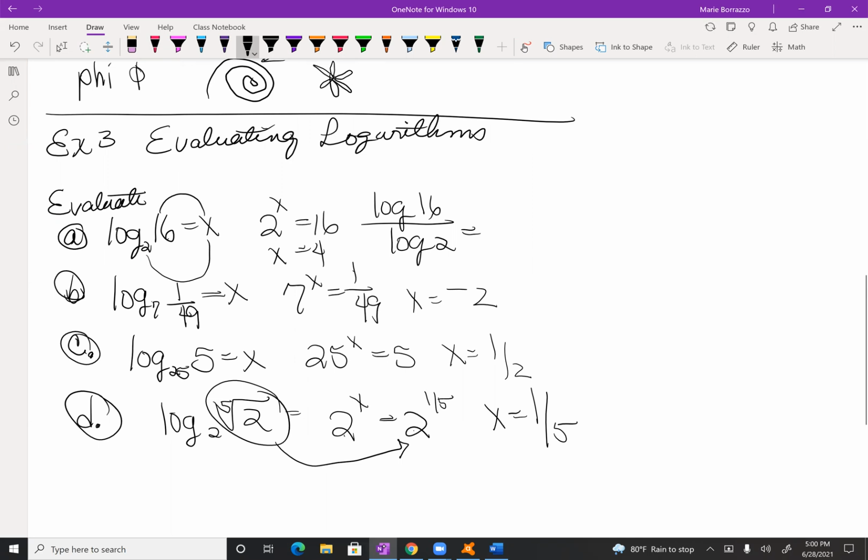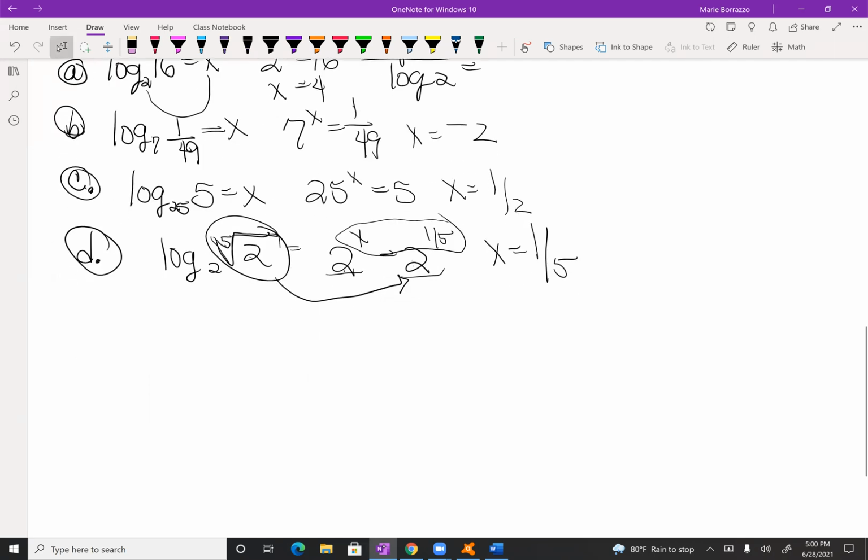It's been a while. Just remember, if this is a root, and that's the 5th root, you can write a root as an exponent, as a fraction of that root. So if this is the 5th root of 2, then this is 2 to the 1/5. And if you have the same base, then these two have to match. Okay.